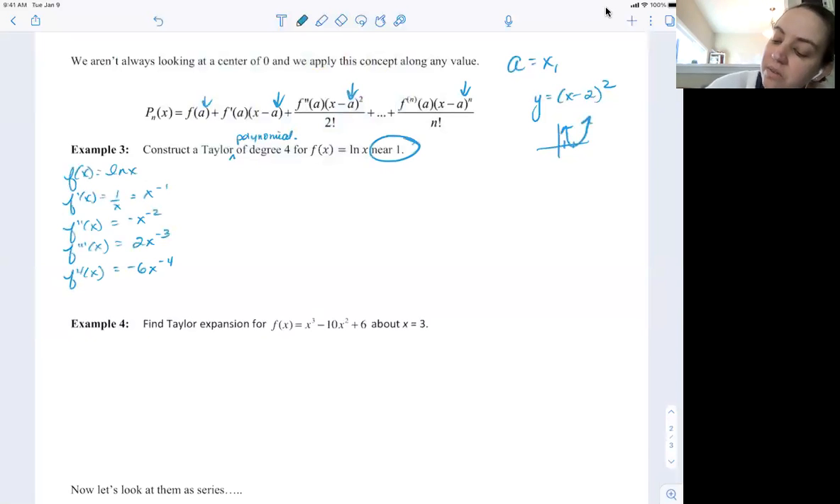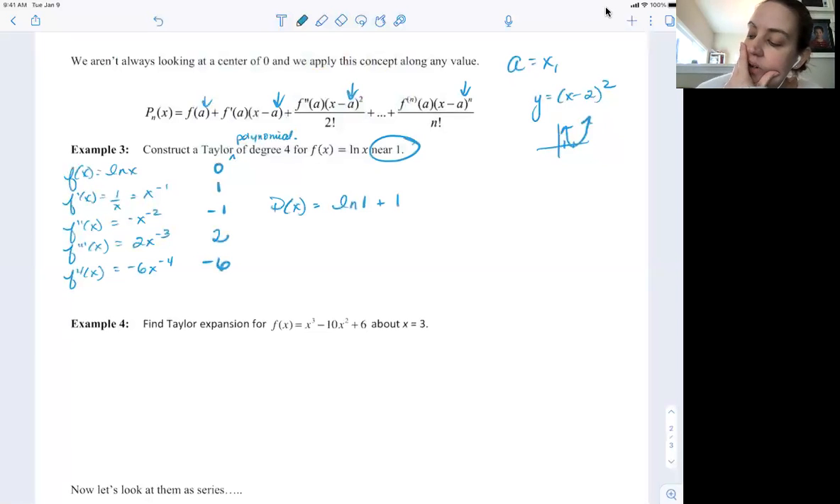Near 1, so if I put 1 in for all of these, the natural log of 1 is 0. 1 over 1 is still 1. Negative 1. 1 to the negative 2 is still 1, but there's a negative in front, negative 1. This is a 2, and this is a negative 6. So my polynomial is going to start out with f of a. So this is the natural log of 1. I know that's going to be 0. We'll come back to that in a second.